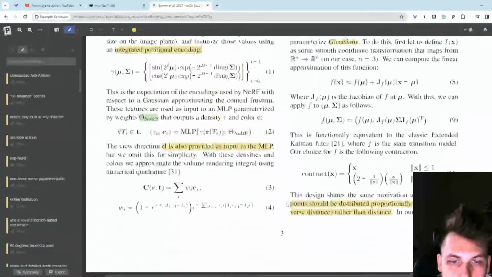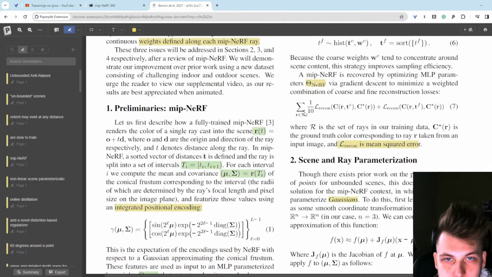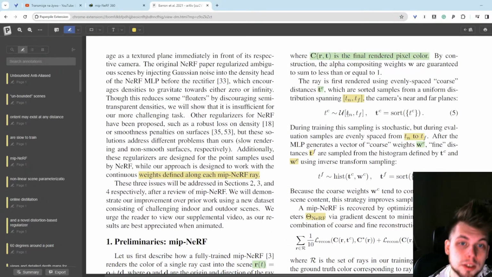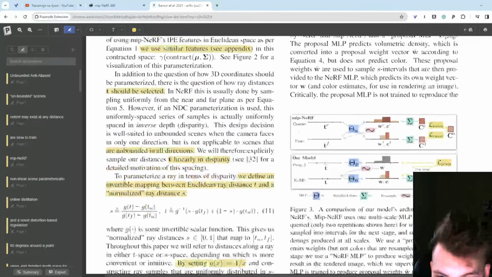In our model, instead of performing the sampling in equations 5 and 6 using t distances, we do it in the s distance. So we get sampling that is not based on the far and close plane Euclidean distance, but goes from 0 to 1 in this 1 over x distance, which gives us the actual resampling for the ball. Okay, let's get back here.